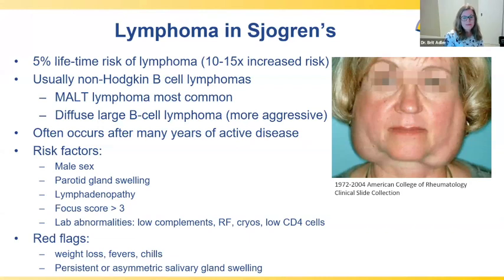Males tend to be more at risk. Patients with a lot of parotid gland swelling are at higher risk, or patients with enlarged lymph nodes. Those who have more disease activity on their lip biopsy tend to be at higher risk, so those with a focus score greater than 3, and those who have a lot of lab abnormalities, so low complements, rheumatoid factor, et cetera, tend to be more at risk. And if there are any red flags, so if a patient is having weight loss, fevers, chills, their salivary gland is persistently swollen and not going down, or it's asymmetric and only swollen on one side, those are all red flags for lymphoma, and that should prompt a biopsy.